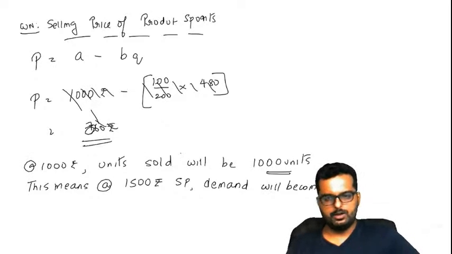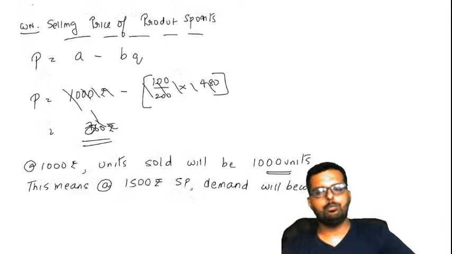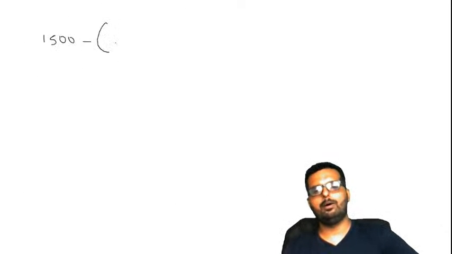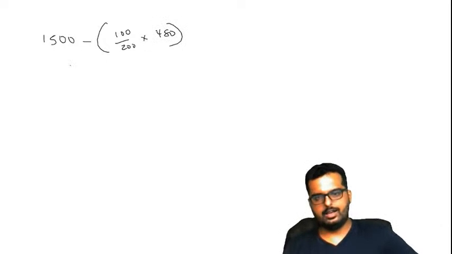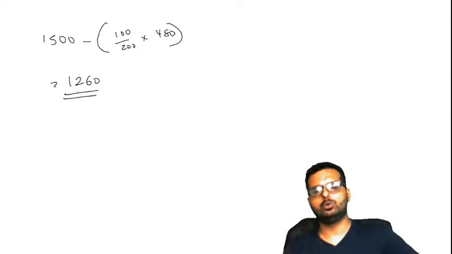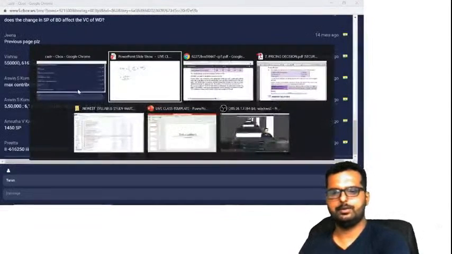Alright friends, have you all put down till here in your book? So the formula over here would now be 1500 rupees minus 100 by 200 into 480 units. So what is the answer I'll get over here? I'll get the selling price as how much? 1260. Can you write down this in your books now, friends? I hope you are all clear with this part. Please write it down.